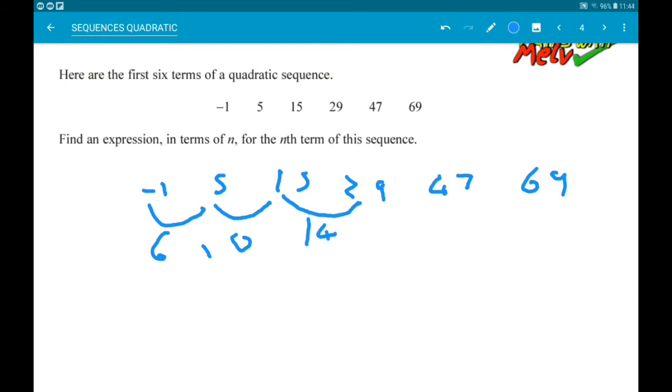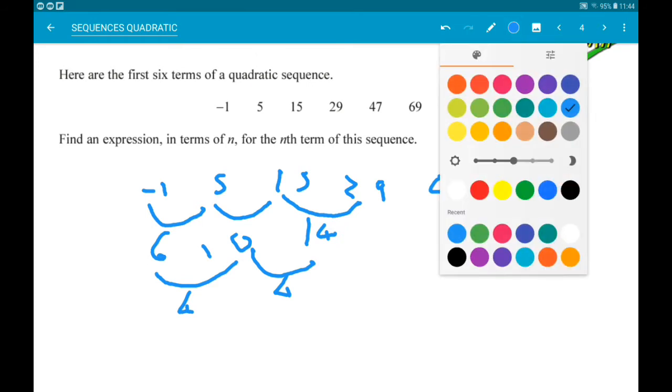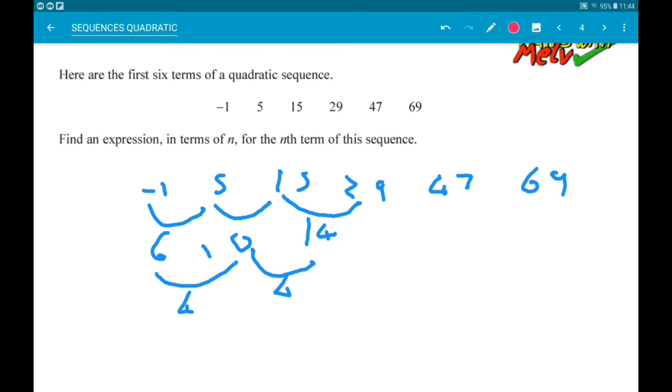Okay, now we find the second differences. So 6 to 10 is 4. 10 to 14 is 4. Now we halve the second difference to get the number of n squareds in the sequence. So half of 4 is 2. So the quadratic part is 2n squared.